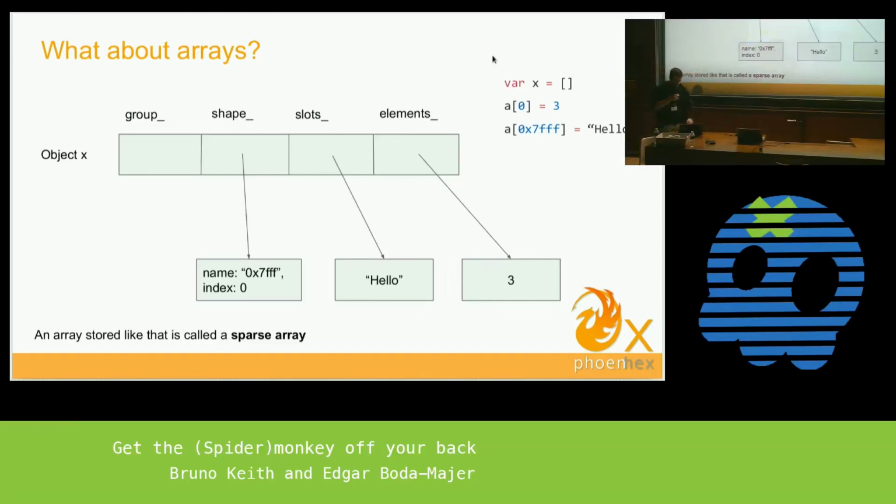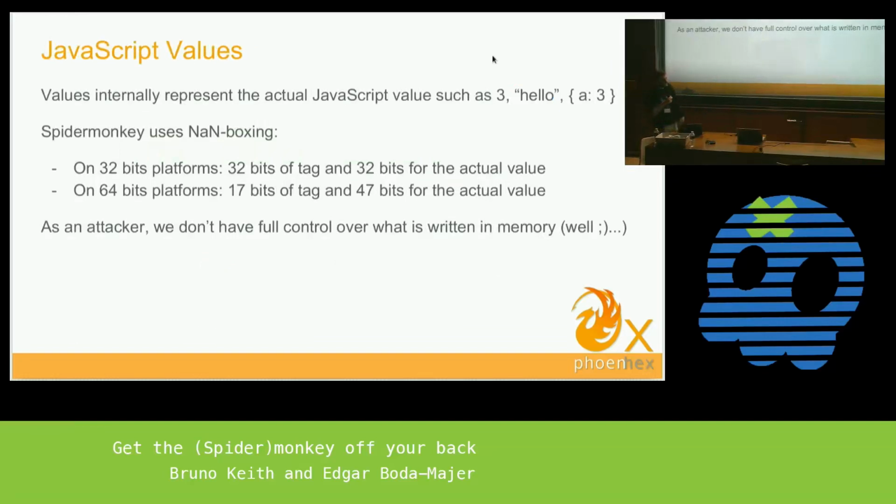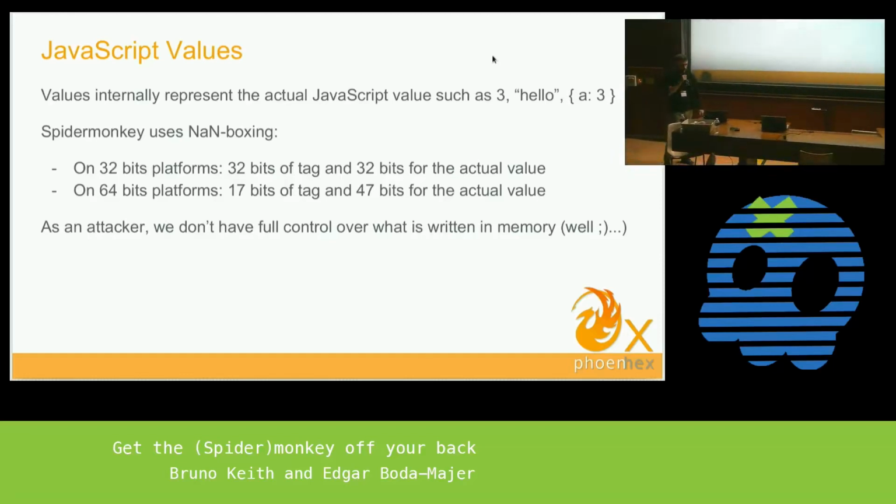And that's about it really. That's how the objects are stored internally in a nutshell. So now let's talk just a bit about JavaScript values, right? I mentioned the integer 3, the string hello. You can have an object with a property a set to 3, for example. How is that represented internally?